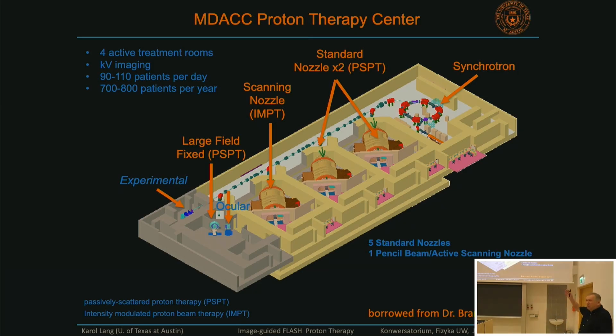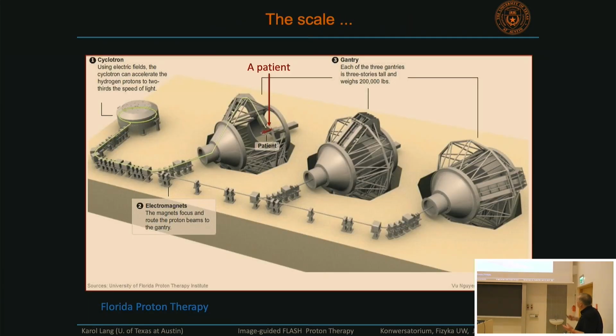Now, when I started working with this group, I said, this is one of the worst illustrations of what you have in your facility, because it really doesn't show the scale of what you have. So I looked online for a better illustration, and I found a Florida Proton Center illustration, which a lot better illustrates the complexity and the scale of such devices. Specifically, in Florida, they are using cyclotrons, so this is not a synchrotron, but the rest of the facility is effectively the same. So these beams are delivered to 3 so-called gantries, and look at the size of these gantries by recognizing that this is the size of a patient.